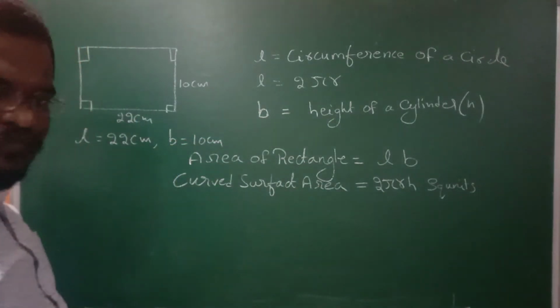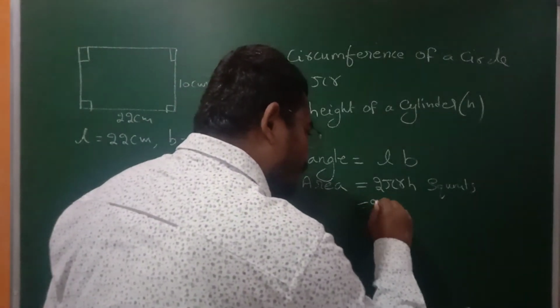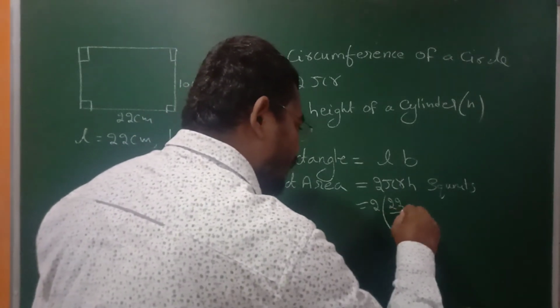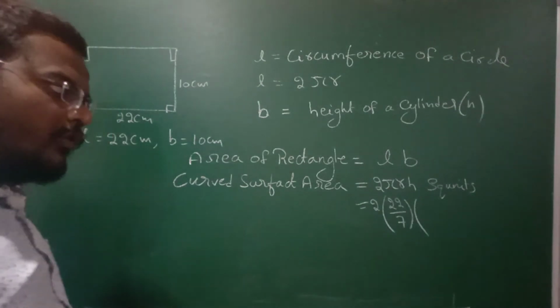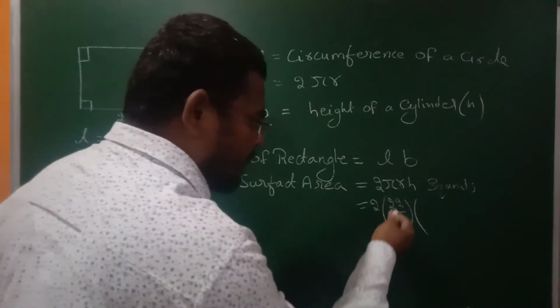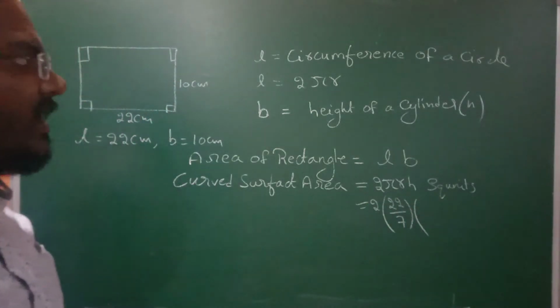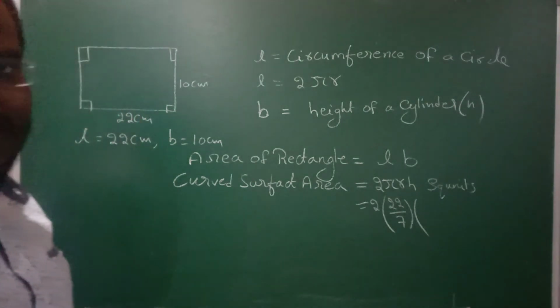So let us find whether we get the same answer or not here. That is equal to 2 times 22 by 7. I am taking the value of pi as 22 by 7 here, as we don't know the exact value of pi, just the approximate value we have taken here, and the radius. So this is very important, dear friends. We don't know what the radius is over here.